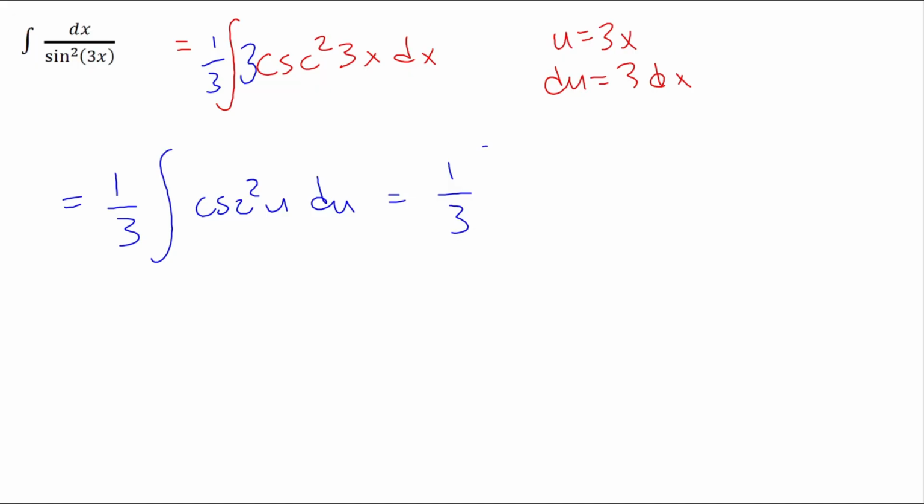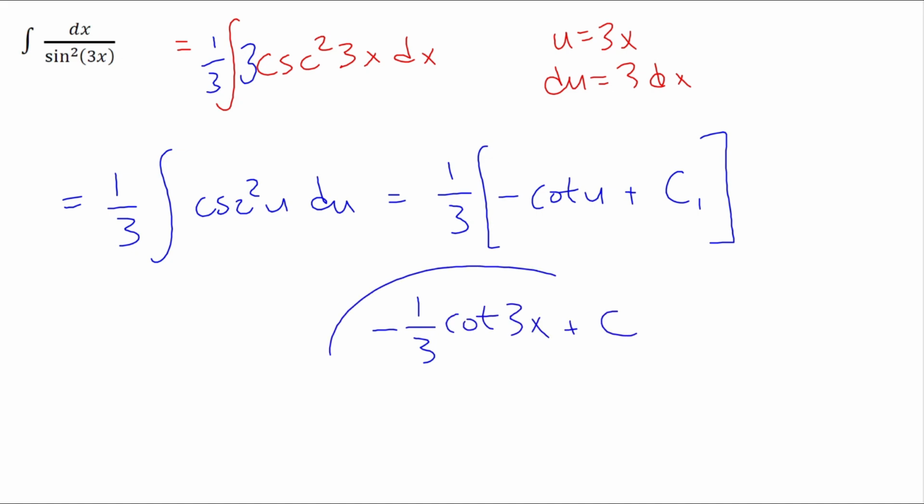And now we can integrate that using the rule that we know, that the integral of cosecant squared u is negative cotangent u plus some constant. And then we'll just replace the u with 3x and distribute the 1/3 through. So we get negative 1/3 cotangent 3x plus some constant.